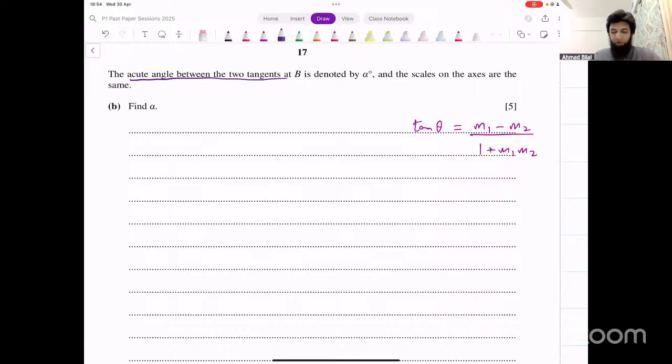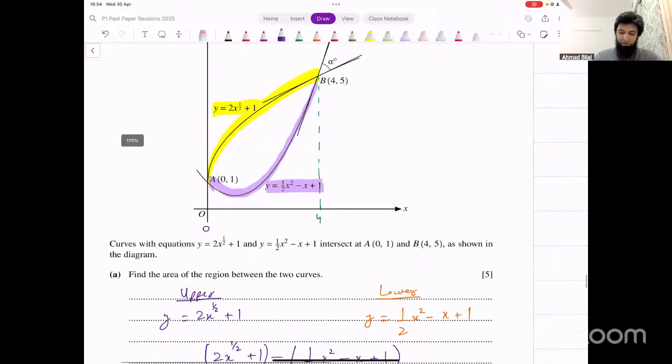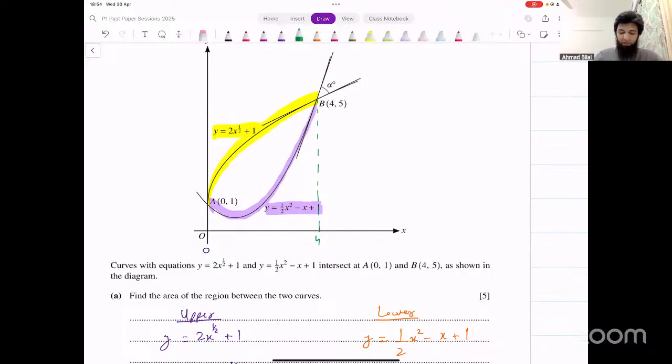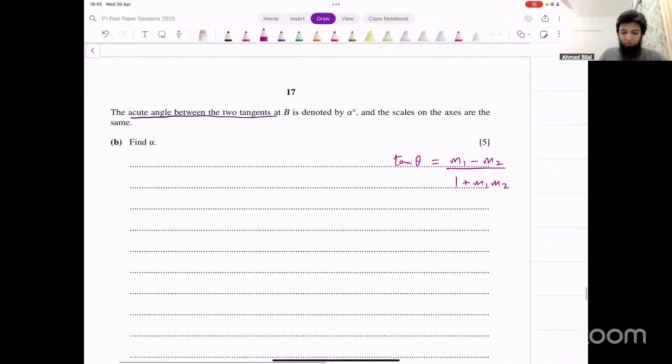Now, how do you find the gradients of the two tangents? Gradient of a tangent is the same as the gradient of the curve at that point. So we can find the gradients of the curves at the point B. For both of those curves, we can find their gradients, and the gradients of the tangents are going to be the same. Then we can just use that formula. So let's write down the two functions that we've got.